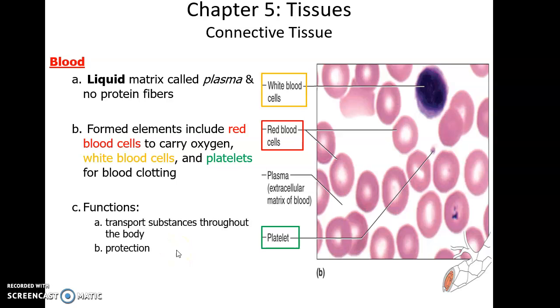Functions of blood tissue include transporting substances throughout the body via the cardiovascular system, and also protection because it is one of the players in our immune response.